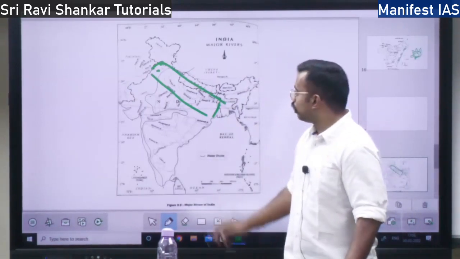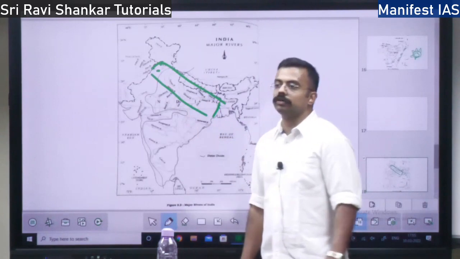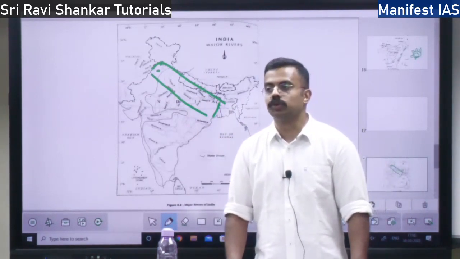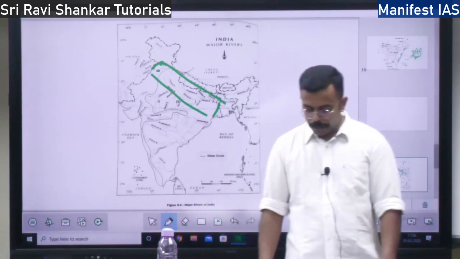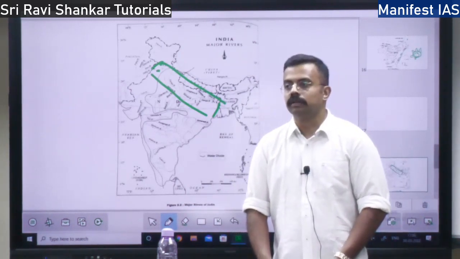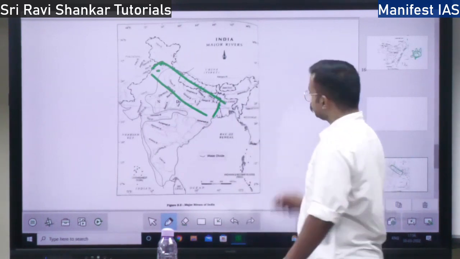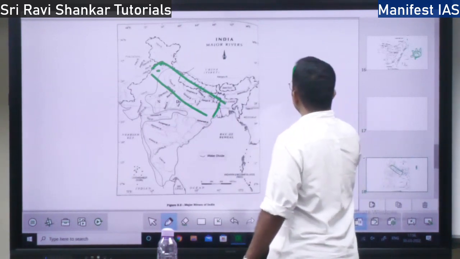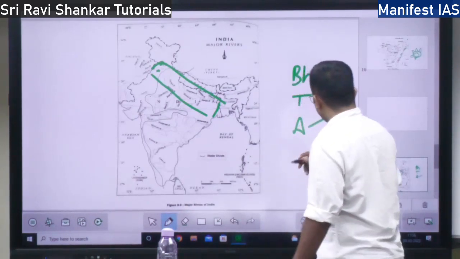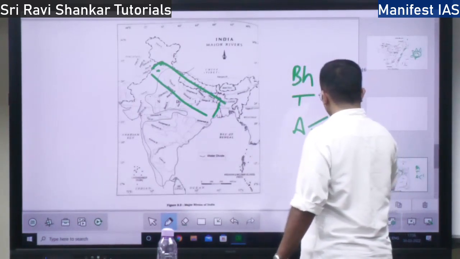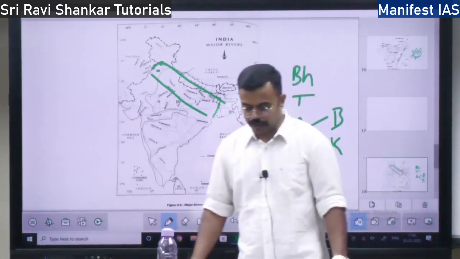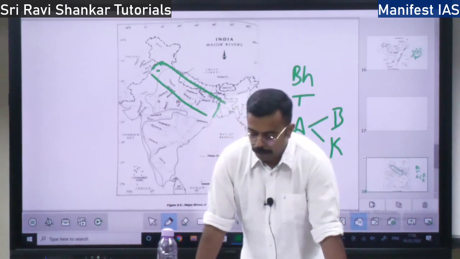If you look at the northern plains, from north to south, it can be divided into 3 zones. The zones are Babar, Terai, and alluvial plain. The alluvial plain can again be divided into Bangar and Kadar. This is very, very important. Bangar and Kadar.